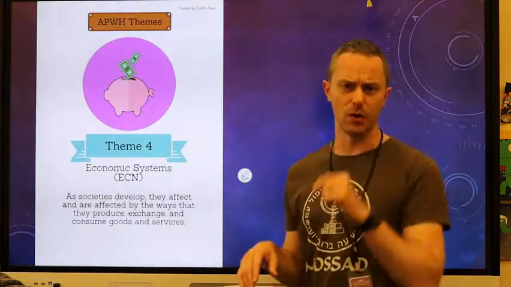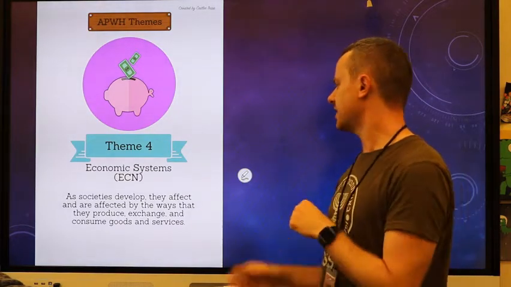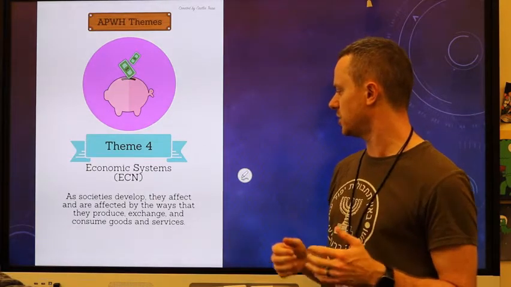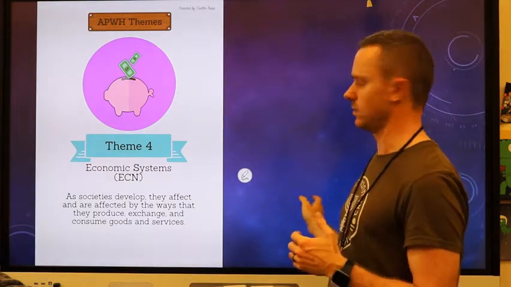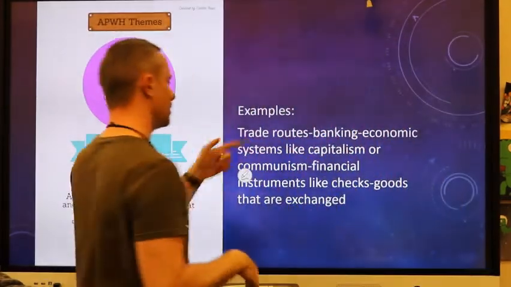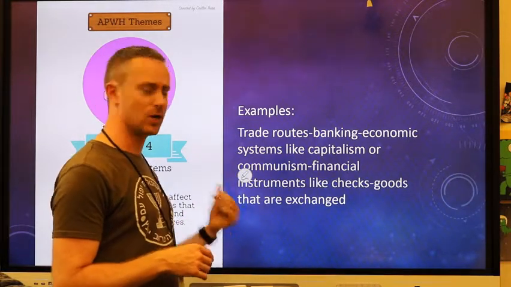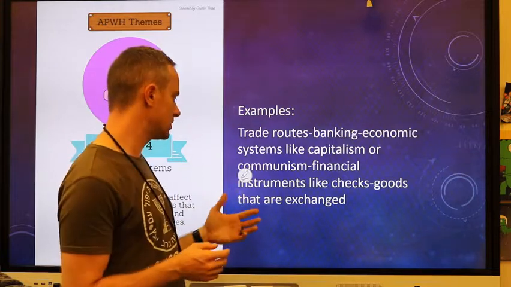All right, theme number 4. We had 3 more to go, people. Economic systems. As societies develop, they affect and are affected by the ways that they produce, exchange, and consume goods and services. That's why we have a piggy bank here, right? Money. Now, this can also include trade routes, banking, economic systems like capitalism or communism. It can include financial instruments like checks, goods that are exchanged.